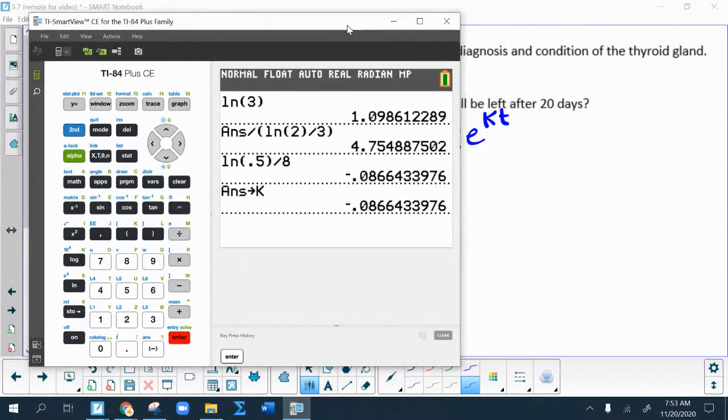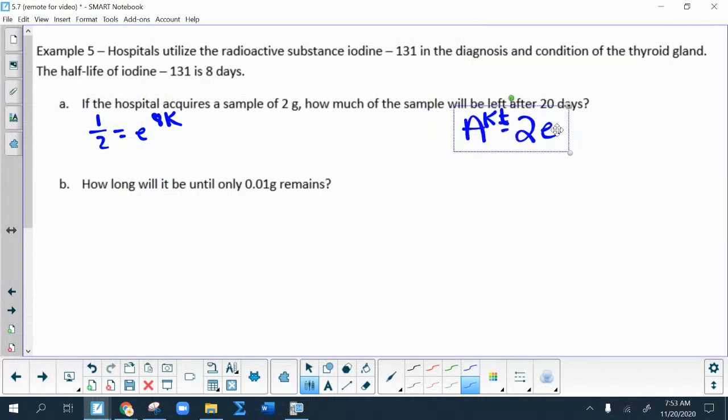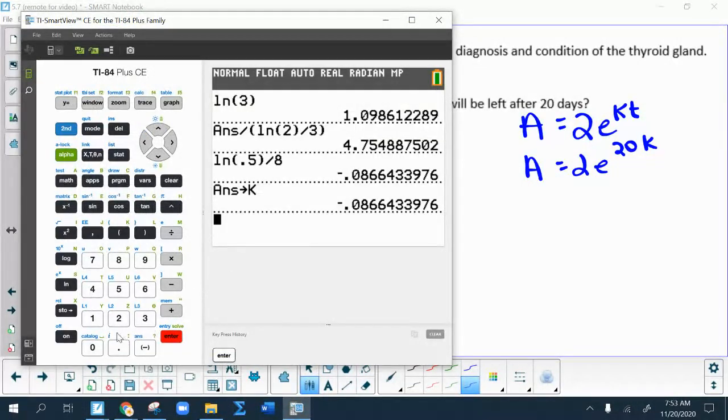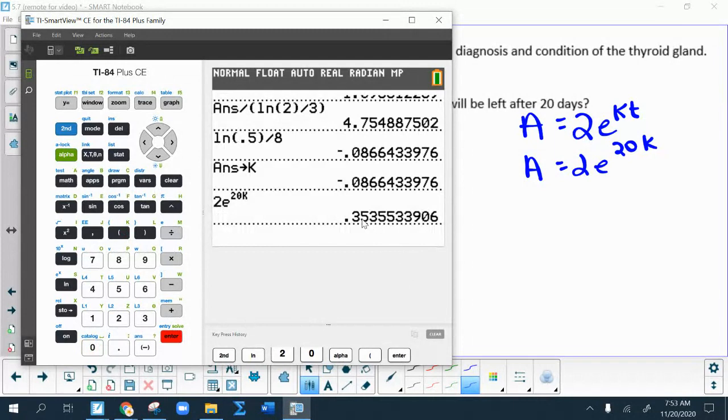So now when I go to solve this problem, it says how much of the sample will be left after 20 days. So I'm doing 2e to the, I know the k, times 20. So I'm going to just type it right in the calculator, 2e to the 20, not 20, 2e to the 20, and k is stored. And I get 0.35354.